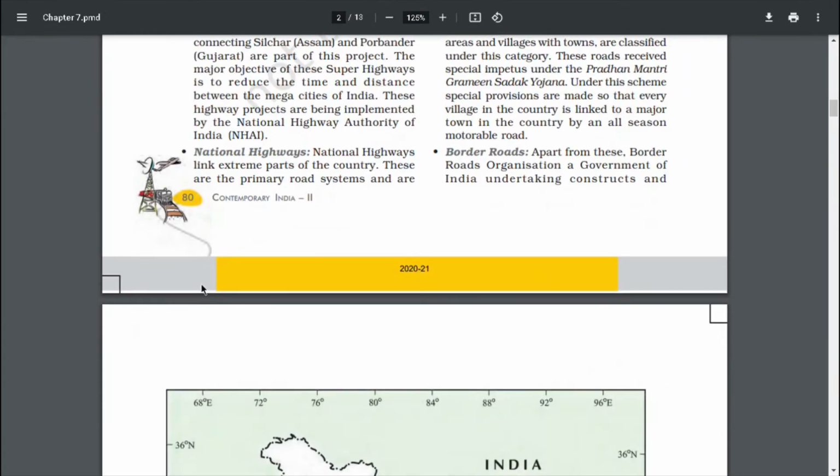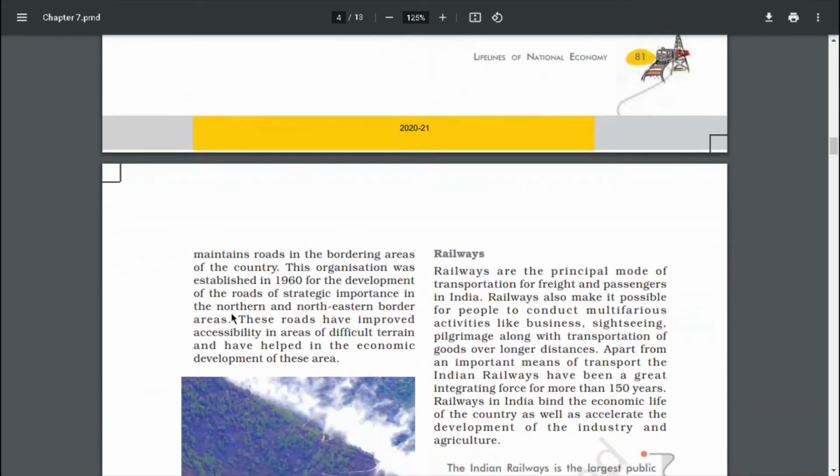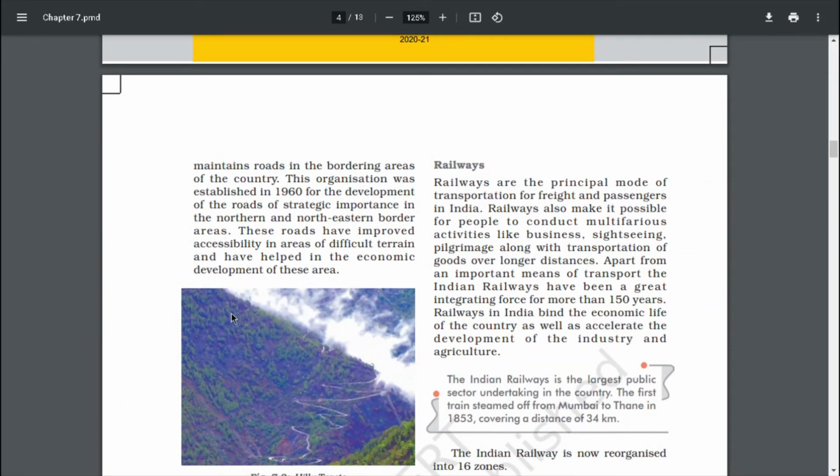Border roads. Apart from these, the Border Roads Organisation, a Government of India undertaking, constructs and maintains the roads in the bordering areas of the country. This organization was established in 1960 for the development of roads of strategic importance in the northern and northeastern border areas. These roads have improved accessibility in areas of difficult terrain and have helped in the economic development of these areas.